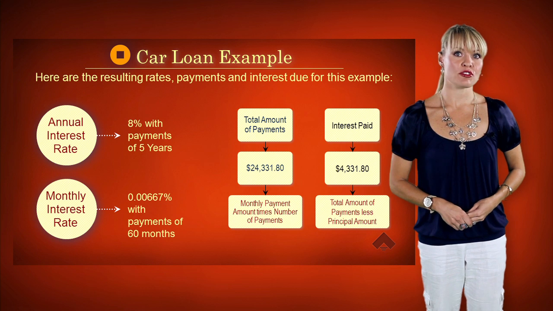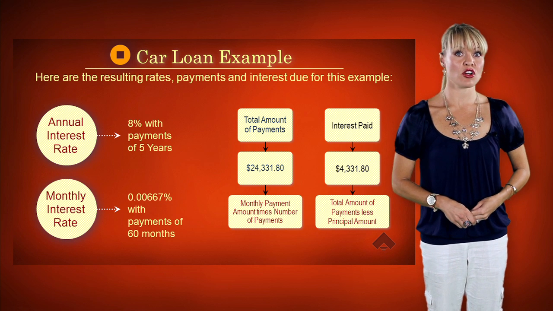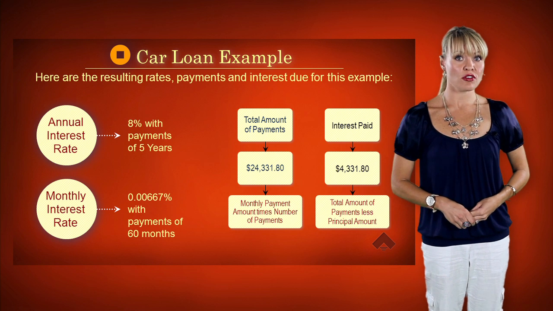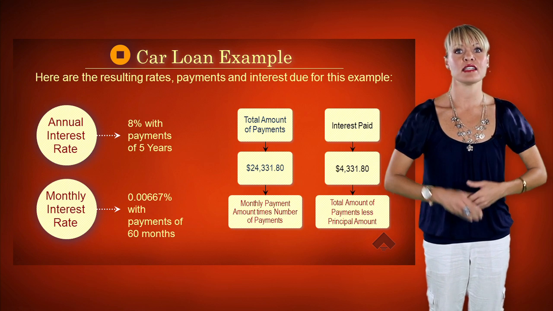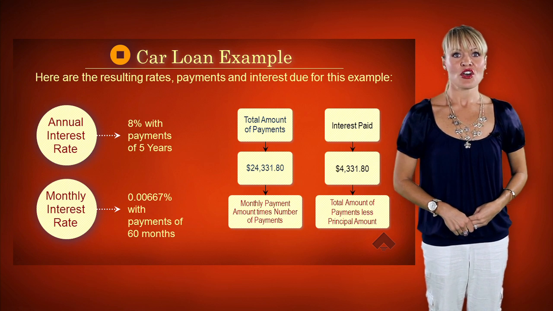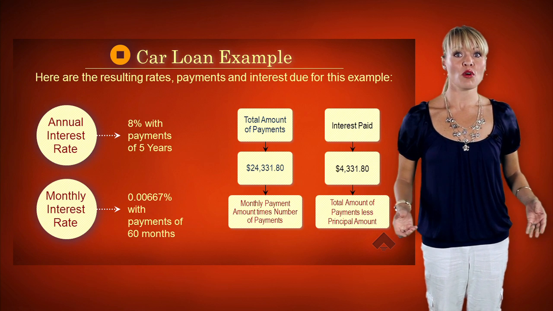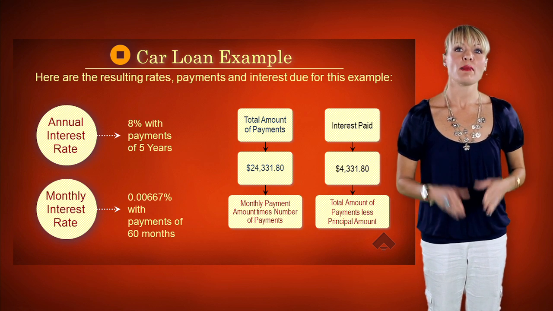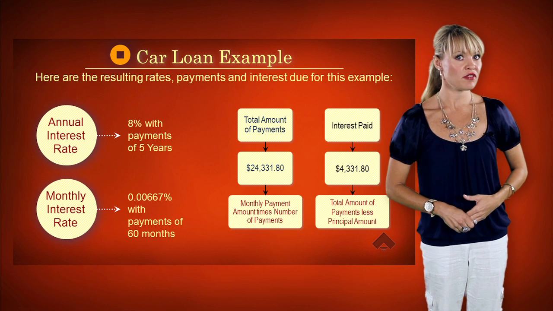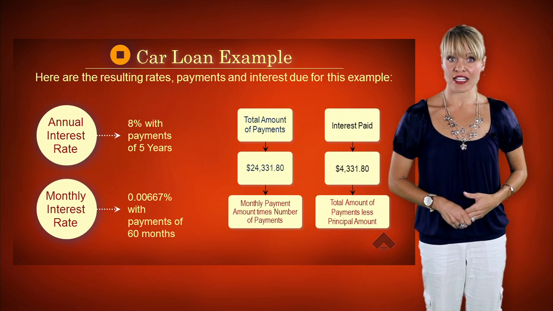Interest costs as a percentage of the total original price of the car is $4,331.80 divided by $22,000, or 19.69%. What can we conclude from all of this? Well, that financing increases the overall cost of the purchase. About 20% of the final cost of the vehicle is attributed to financing charges.